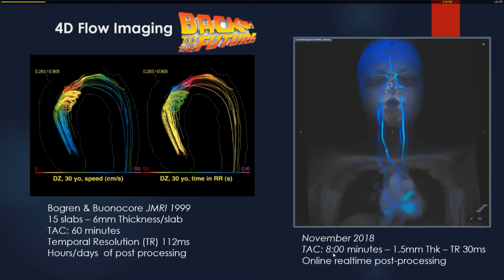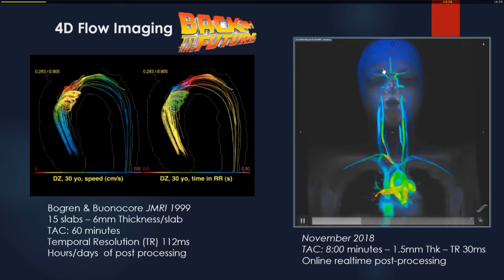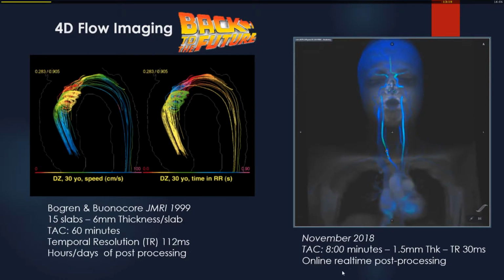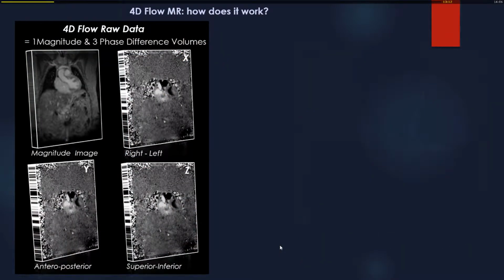But you have a large coverage, as you can see here. You have big vessels, but also smaller vessels that you can assess in 8 minutes, with a thickness of 1.5, and you can do online real-time post-processing now. So how does it work to get this?